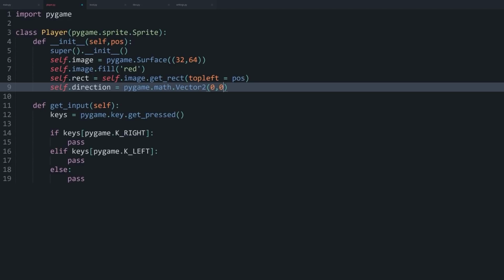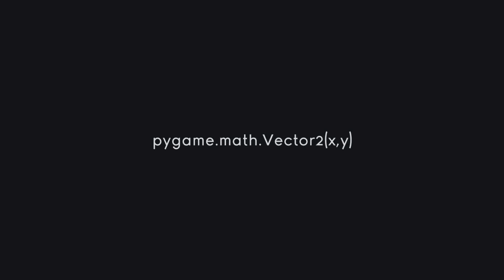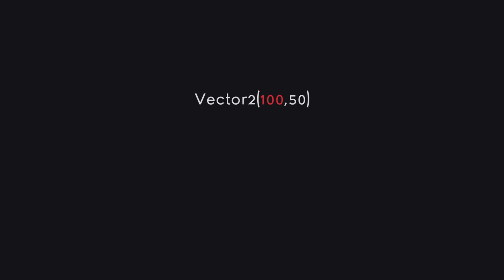So let me explain what vectors are and how we can use them in Pygame. If you have gotten through high school, you probably have seen vectors already. They are essentially just arrows you can draw on a coordinate system. So for example, if you have a vector with 1, 5, 0, it would be an arrow that looks something like this.